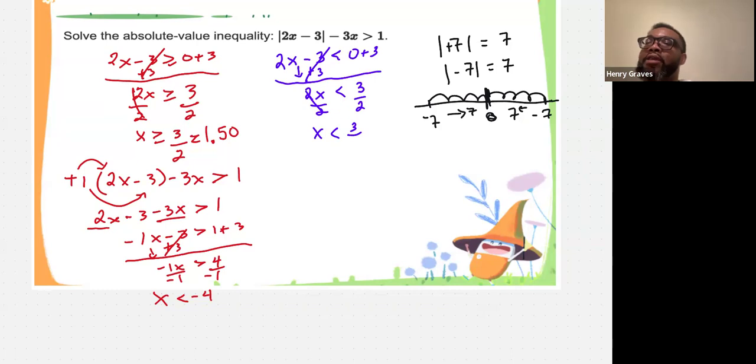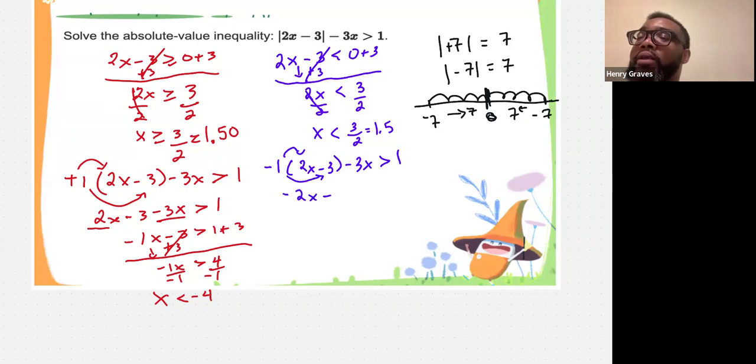So I'm going to go ahead and take my problem. Now, instead of doing a +1, I'm going to do a -1 in front of the absolute value. Minus 3x is greater than 1. I'm going to go ahead and multiply this across. I'm going to have negative 2x plus 3 minus 3x is greater than 1. I'm going to combine our like terms just like I did on the one in the red. So we're going to have negative 5x plus 3 is less than 1.